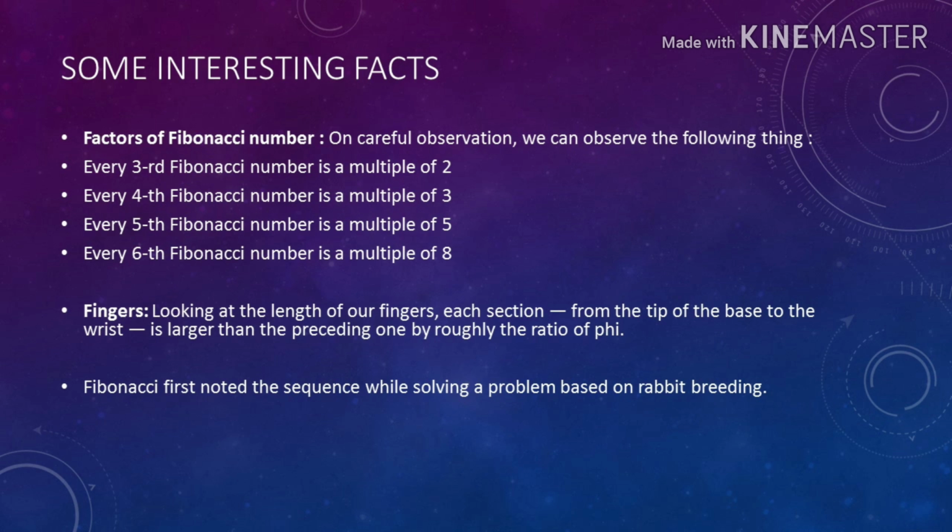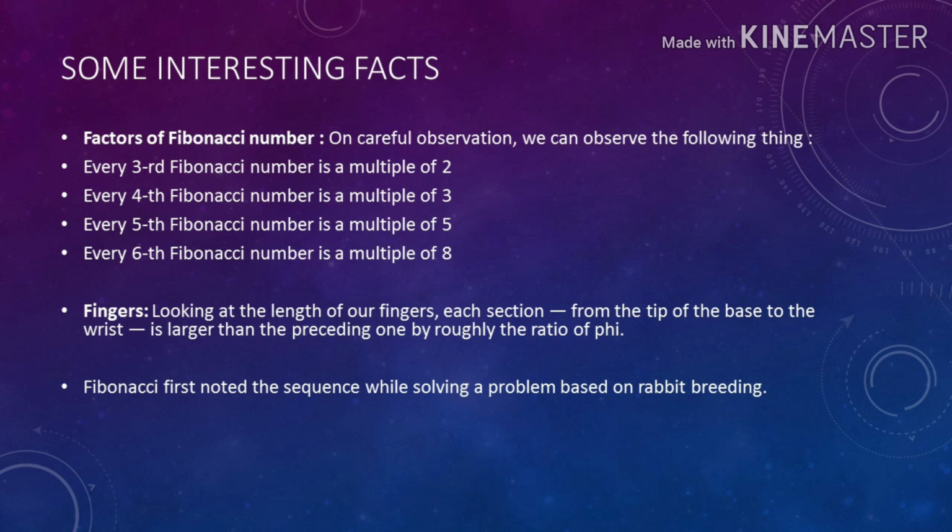Some interesting facts. Factors of Fibonacci numbers. On careful observation, we can observe the following things. Every third Fibonacci number is a multiple of 2. Every fourth number is a multiple of 3. Every fifth number is a multiple of 5. And every sixth one is a multiple of 8.